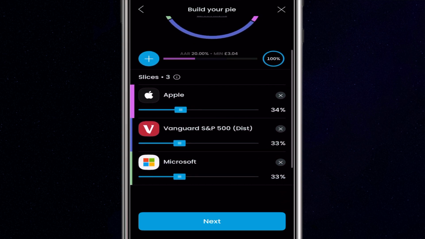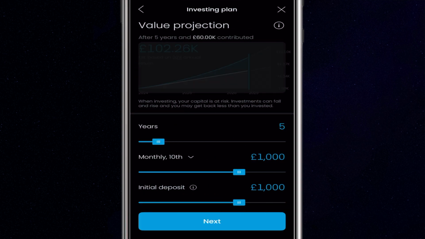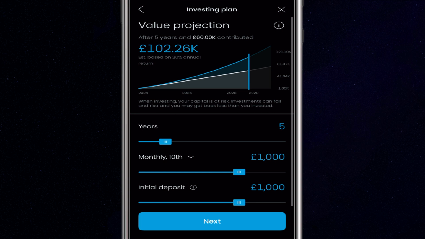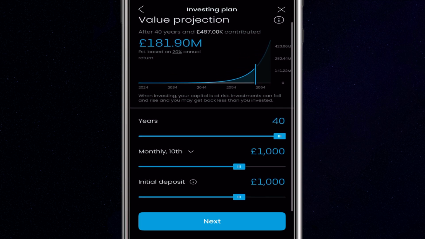If I then go on to auto invest, so this is setting up an investment schedule that automates my investments. I can choose how many years I want to invest for. So let's say I'm looking to invest for 40 years. Let's go for the maximum. And I want to put in £100 a month with an initial deposit of £100.